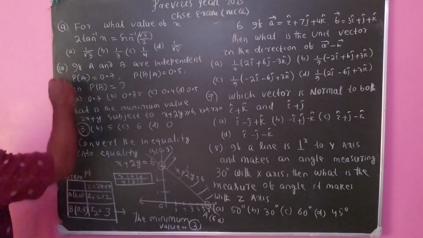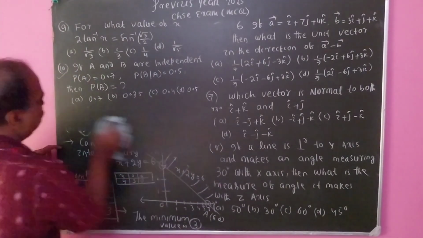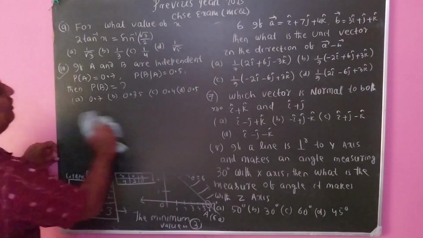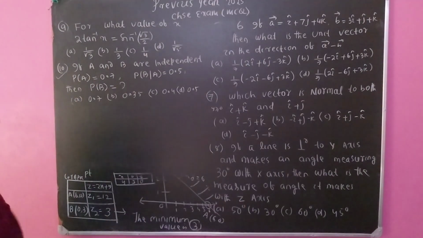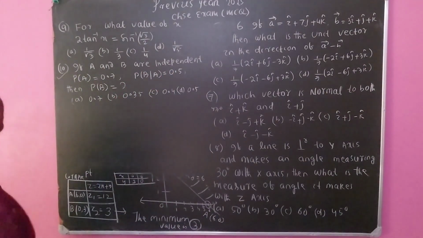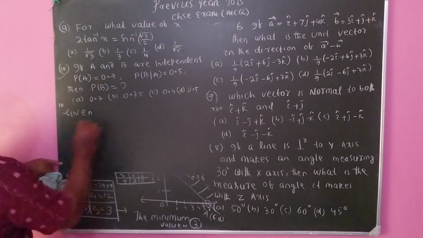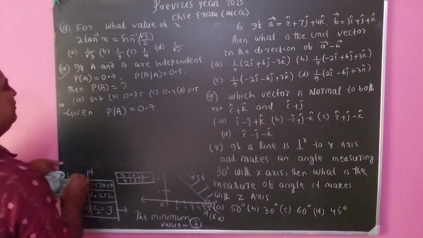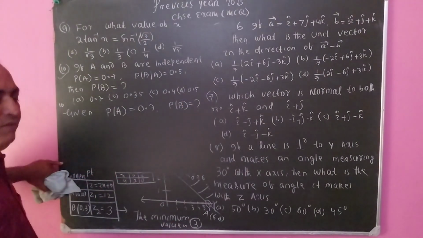Now we discuss question number 10. Write down question number 10. If A and B are independent, probability of A is equal to 0.7, and probability of B given A is 0.5, then what is the value of probability of B? Write down the given: probability of A is 0.7. Our aim is to find the probability of B.